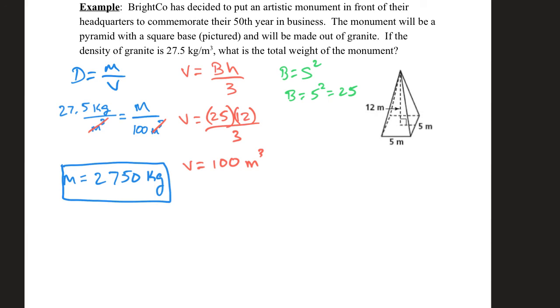Boom. There we go. Alrighty, so just to recap, whenever you're dealing with a figure that comes to a point, you just take the base times the height like you would for the prism version and just divide it by 3. And that's the only difference between pyramids and cylinders and prisms, okay?